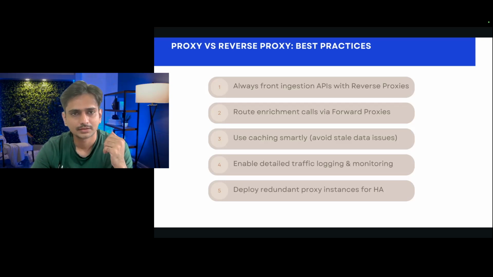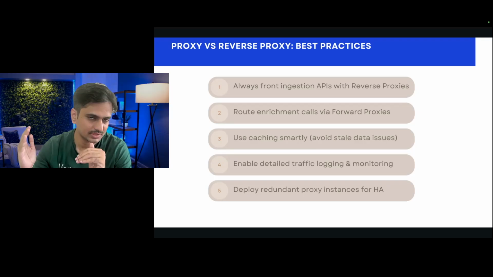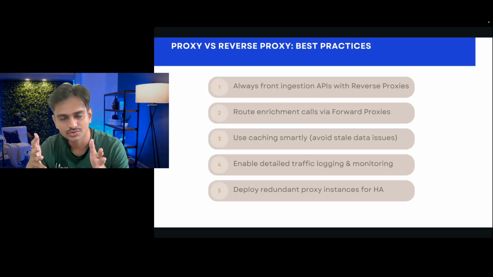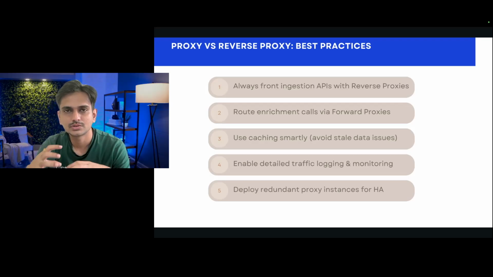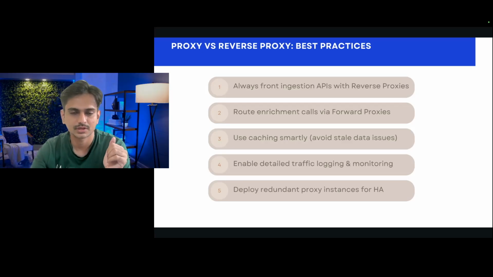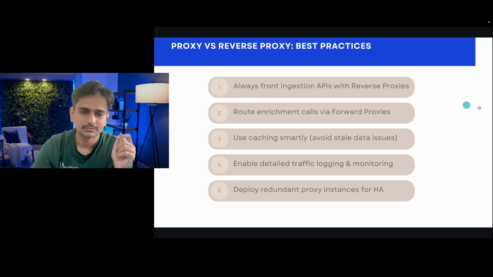The main thing here is that proxies act as outbound protection for the ETL pipelines and job fetching. And the reverse proxy becomes a shield for inbound jobs, ingestion services and data platforms. Together, they ensure scalability, security, and compliance across the entire orchestrated pipeline that you are building end to end. These are the best practices you can consider.